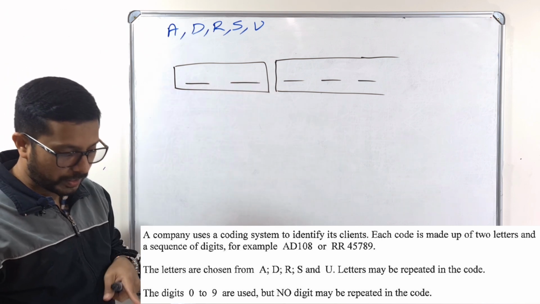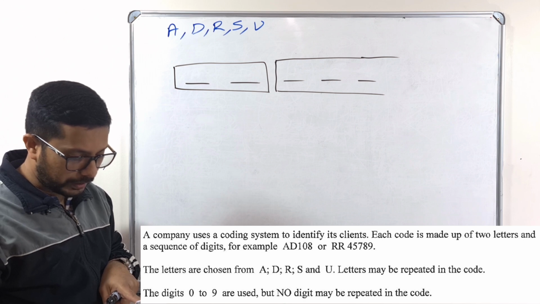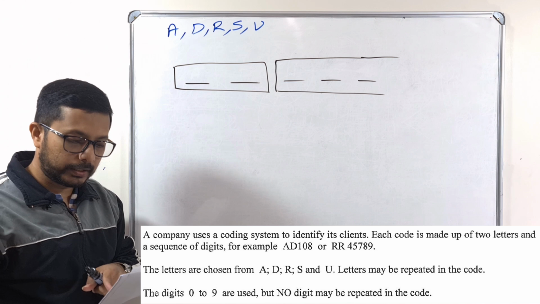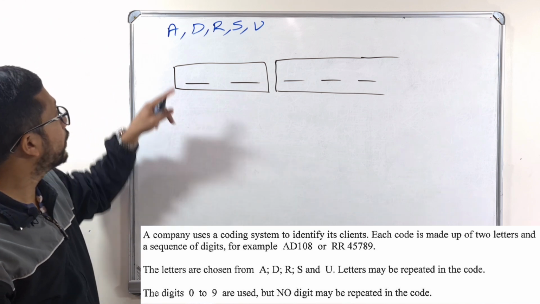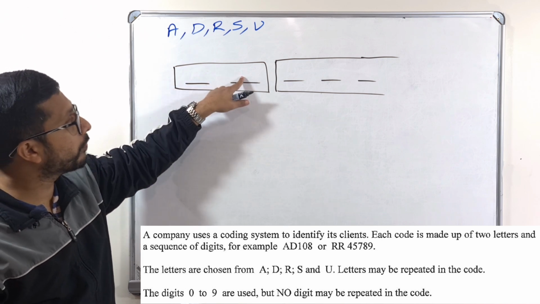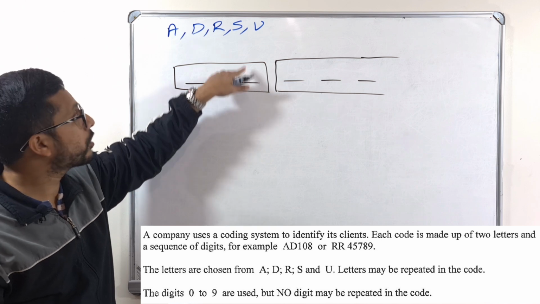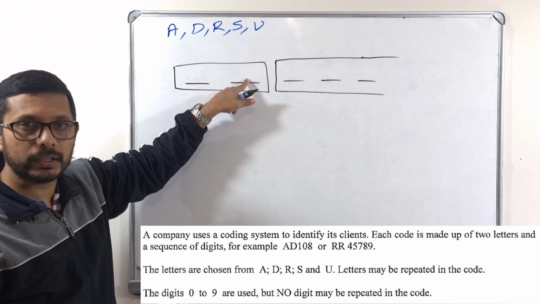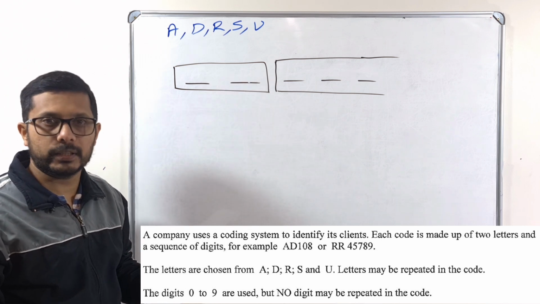Do you understand? Now look at the next one. The letters may be repeated. It's a very, very important sentence. What is the meaning of that? Assume that I choose R here. There is no problem for me to write R again here. Assume that I choose U here. There is no problem for me to write U again here. That is the meaning of letters may be repeated.